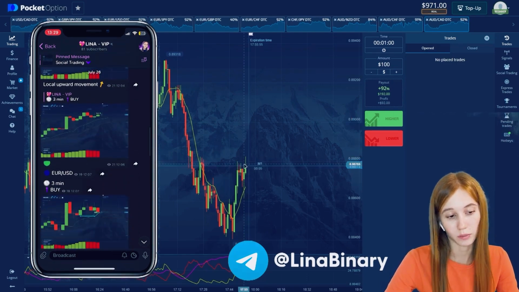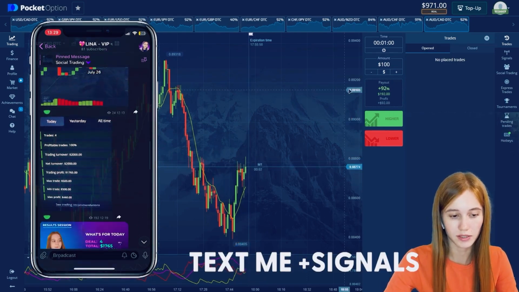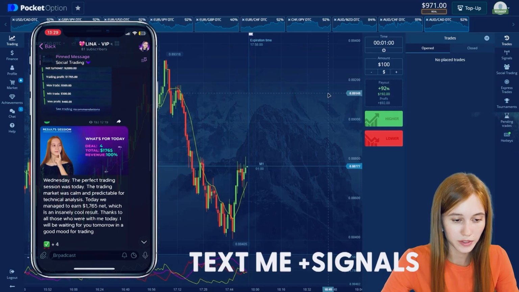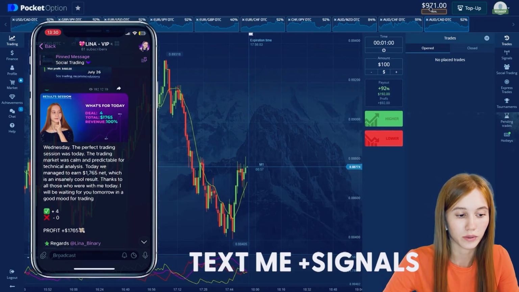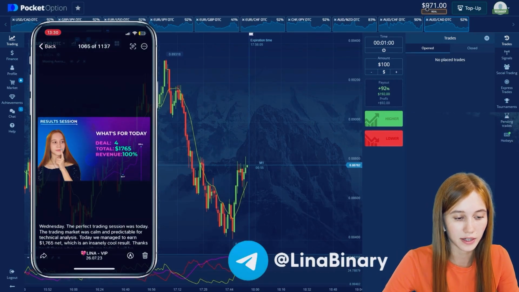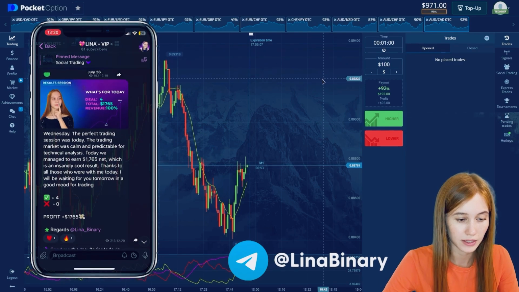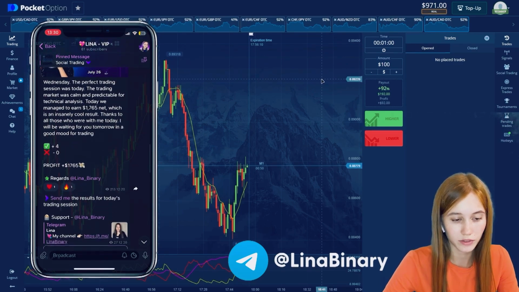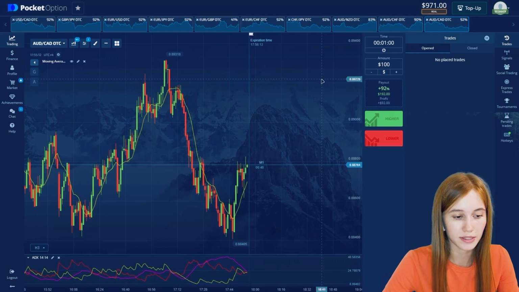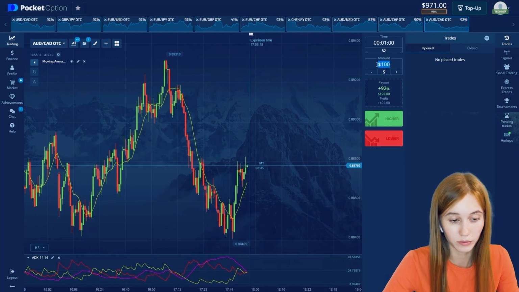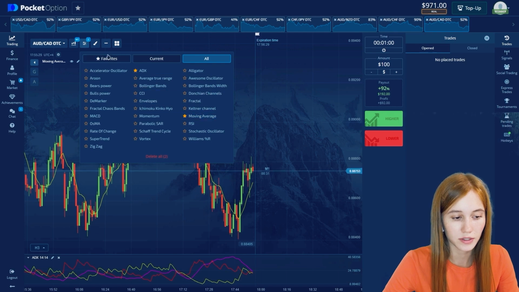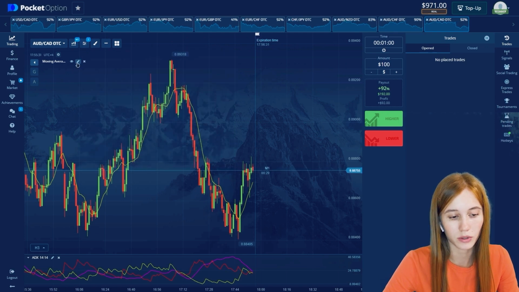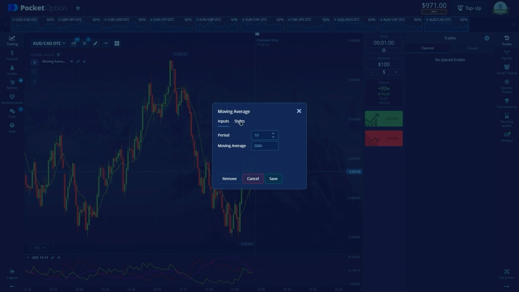So we have improved the balance. Well, the current balance is almost $1,000 and we started at $100. Let's go through the settings. The deal amount was $100. We traded on minute deals and there was a minute time frame. We used 2 indicators, ADX and moving average. Let me show you their settings.